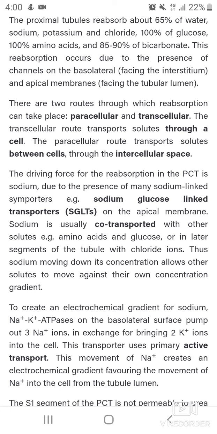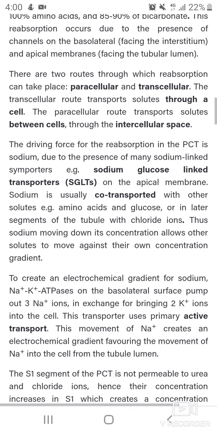To create an electrochemical gradient for sodium, the Na-K ATPase on the basolateral surface pumps out 3 Na+ ions in exchange for bringing 2 K+ ions into the cell. This transporter uses primary active transport. This movement of Na+ creates an electrochemical gradient favoring the movement of Na+ into the cell from the tubule lumen.